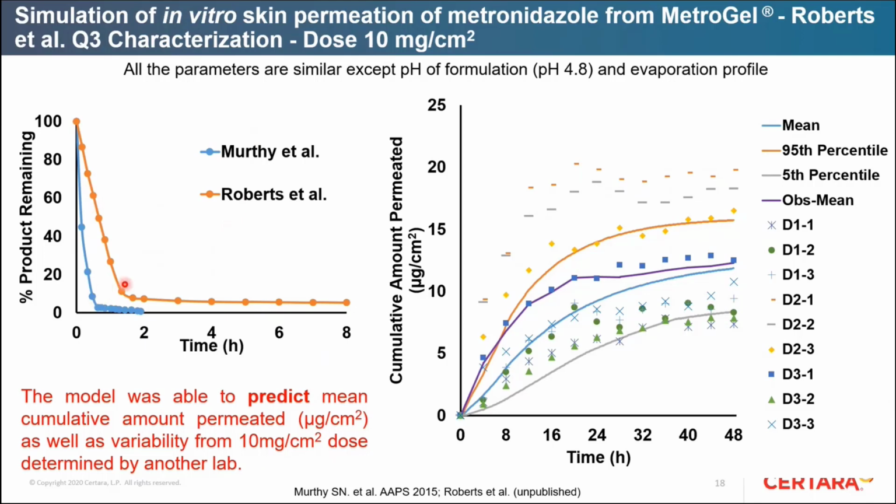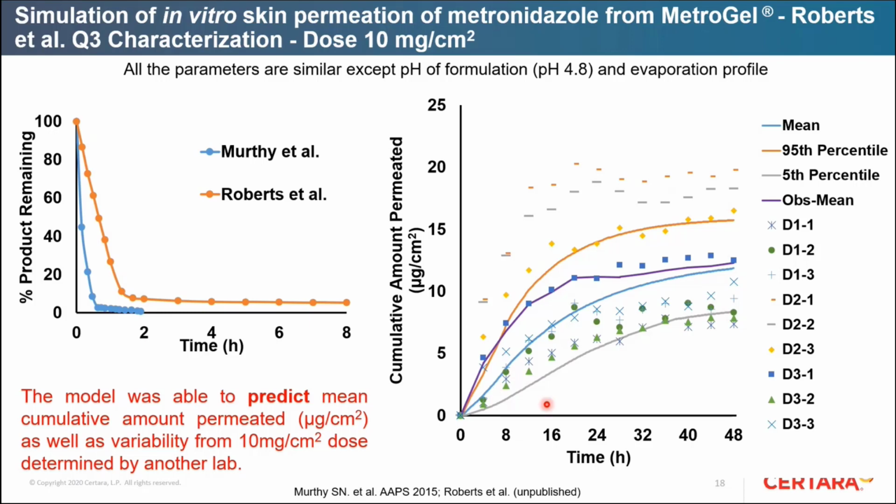And we then used the data which was generated in another lab. The data which I showed you previously was from Murthy. And then when we parameterized the evaporation profile using the Roberts, we were able to capture the exposures which were observed in Roberts' lab. So we were able to predict the exposure from a different laboratory with the evaporation profile determined in that particular laboratory. So that gives a bit more confidence.